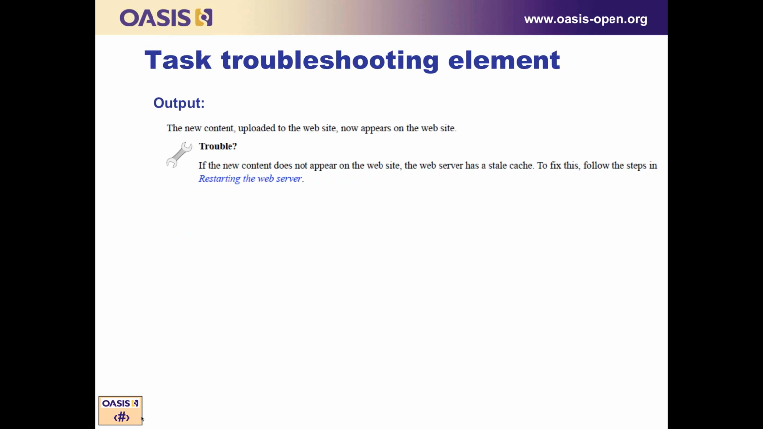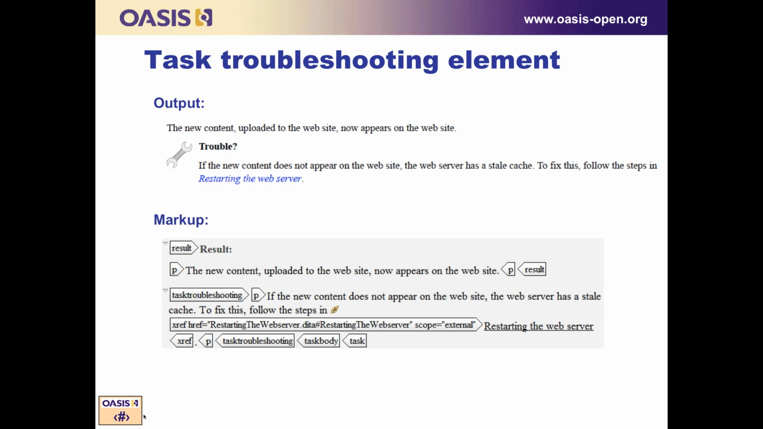Following that, we have a similar element on the task level. This comes after the steps and after the result for the steps. Here we have task results saying that the new content uploaded to the website now appears on the website, and this task troubleshooting element talks about what to do if that's not the case. Notice here that there's actually a reference out to some other procedure. Here's the markup for this, and as you can see, there's a cross-reference pointing to some other procedure for doing this.